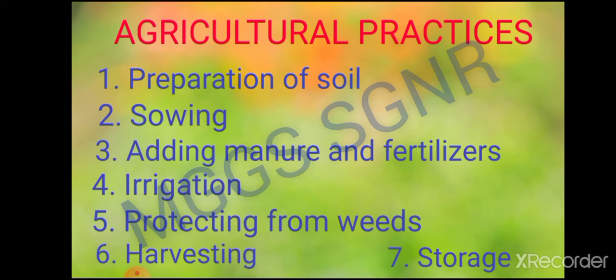After the whole crop has grown up, it will ripen and we will get the harvest. When we get the harvest, it must be stored till it is sold. So these are all agricultural practices. In this video, we will discuss the first three steps: preparation of soil, sowing, and adding manure and fertilizers. The rest of the steps we will discuss in our next video.